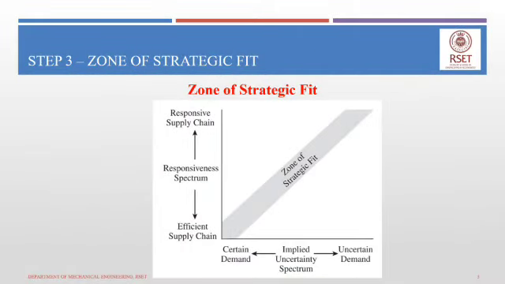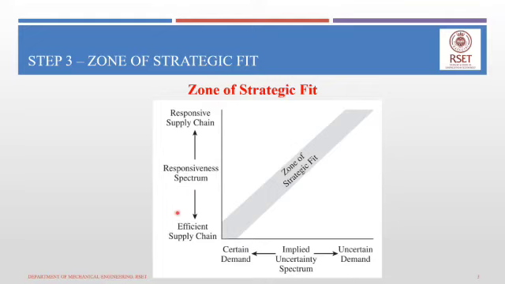So in achieving strategic fit, what is important is for a firm to move to a region called the zone of strategic fit. To understand the zone of strategic fit, let us take into consideration this particular graph. On the x-axis we have the level of implied uncertainty that is faced by the firm, and on the y-axis we have the level of responsiveness that the firm's supply chain currently has.